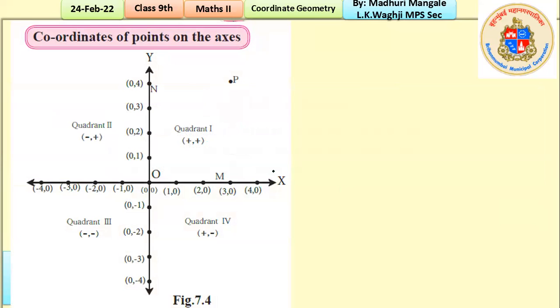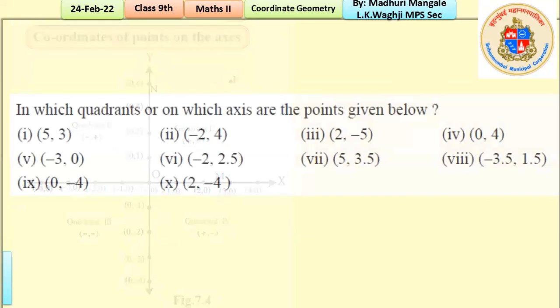Okay, and then we look at the sign convention for the quadrants. So for the first quadrant, the signs are plus plus. For the second, it's negative first and then positive. For the third quadrant, both the signs are negative. For the fourth quadrant, first it's positive and then negative. Okay, just by looking at the signs, we can identify a given point is from which quadrant.